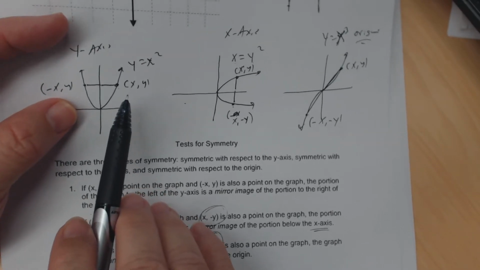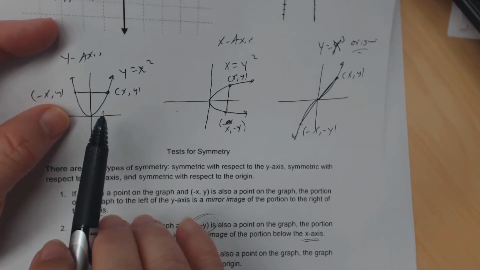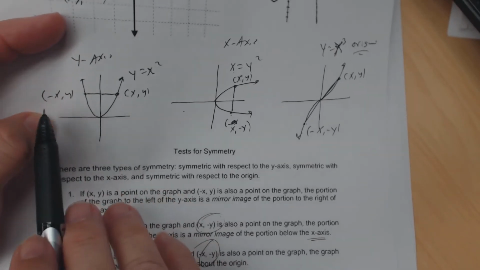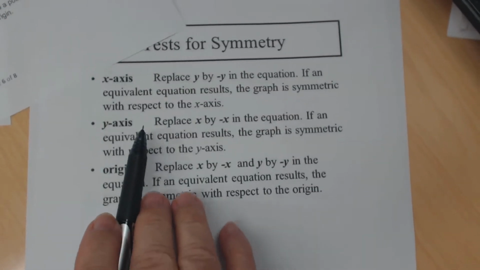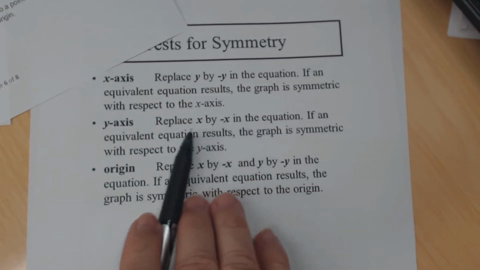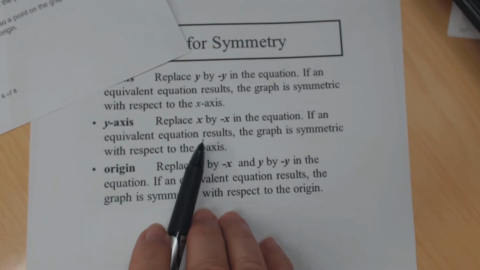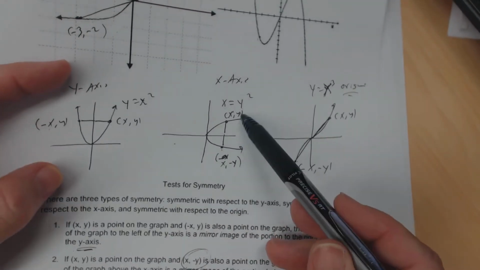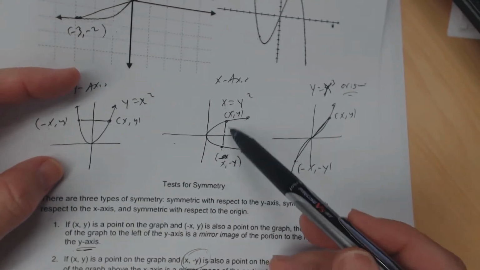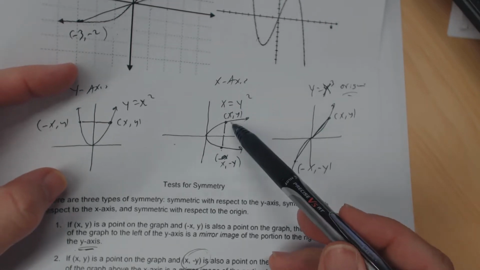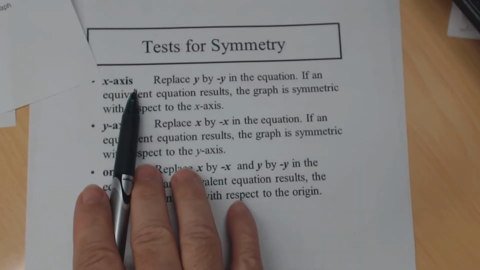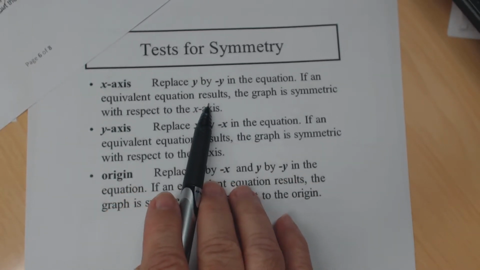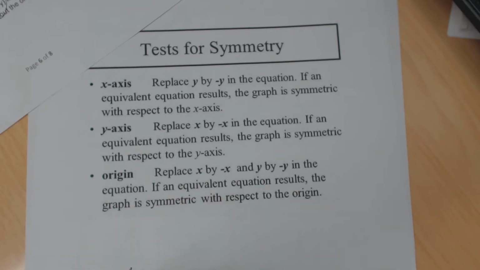So basically, to determine if an equation represents any kind of symmetry, if it's a y-axis symmetry, I take x and replace it with -x. So this says replace x with -x in the equation. If an equivalent equation results, the graph is symmetric with respect to the y-axis. Remember, for x-axis symmetry, what were the opposites? The x-coordinates stay the same, but the y's were opposites. So now I'm going to replace y with -y. So for x-axis symmetry, replace y with -y. And if an equivalent equation results, the graph is symmetric with respect to the x-axis.